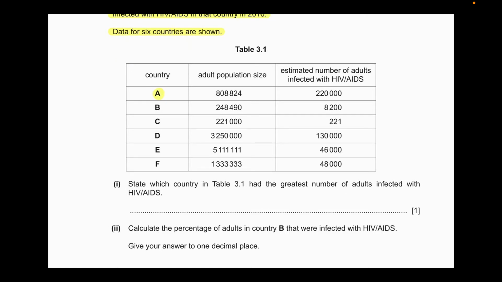Country A, total population, adult population 808,824, but infected people is way too much, 220,000. Country B, 248,490, but infected people is way less, 8,200. So we have similar data for country C, D, E, and F.